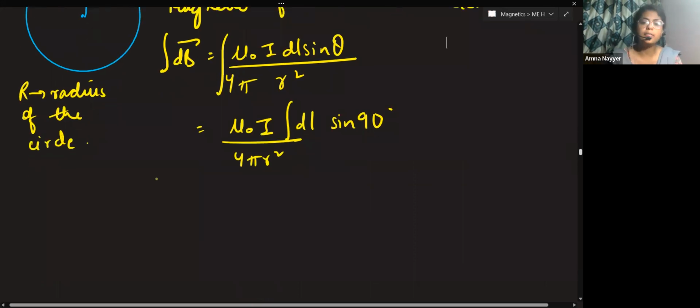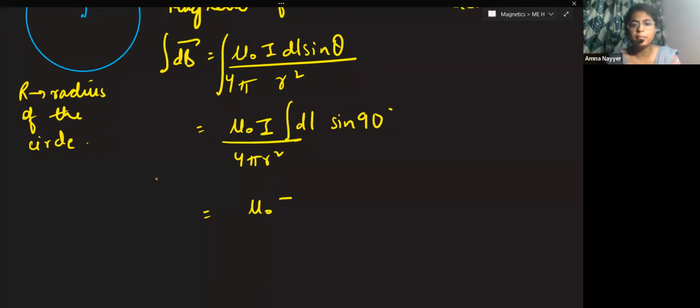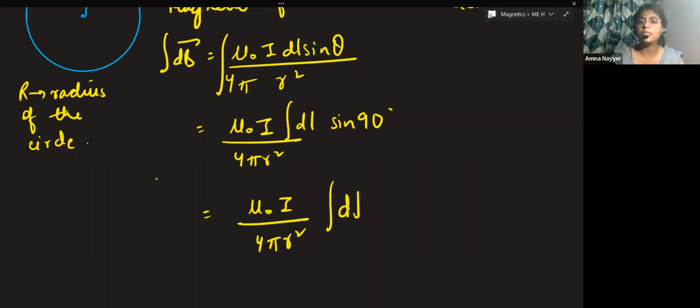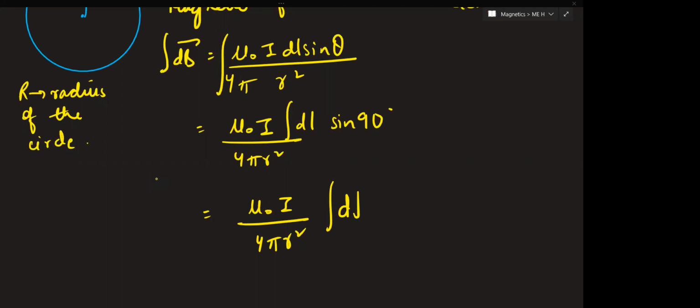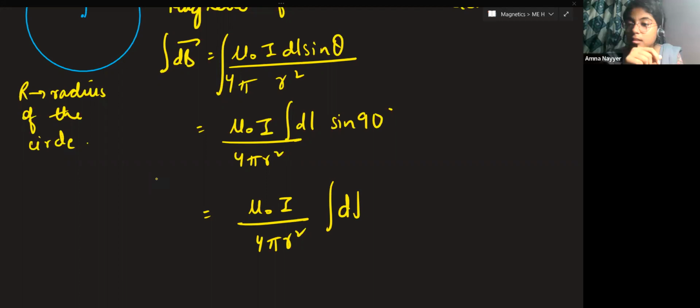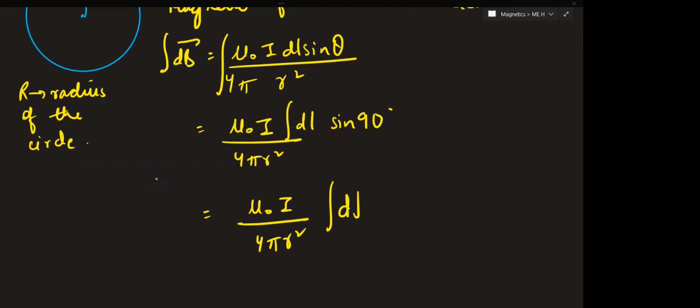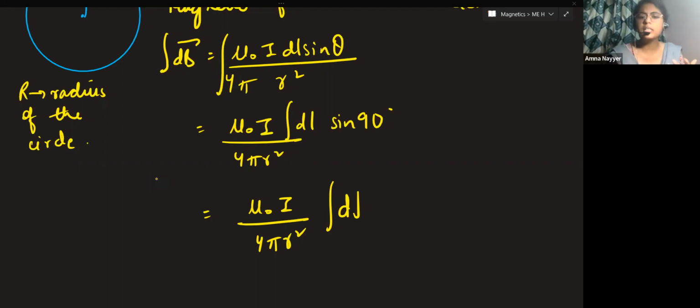So sine 90 will become 1. Here I am left with mu naught I divided by 4 pi r square integration of dl. Now, can any one of you answer this? If I join all those small elements dl plus dl plus dl, what will I ultimately get? L. L is what, Shians? The length of the circle. Yes, exactly. So what's the length of the circle?